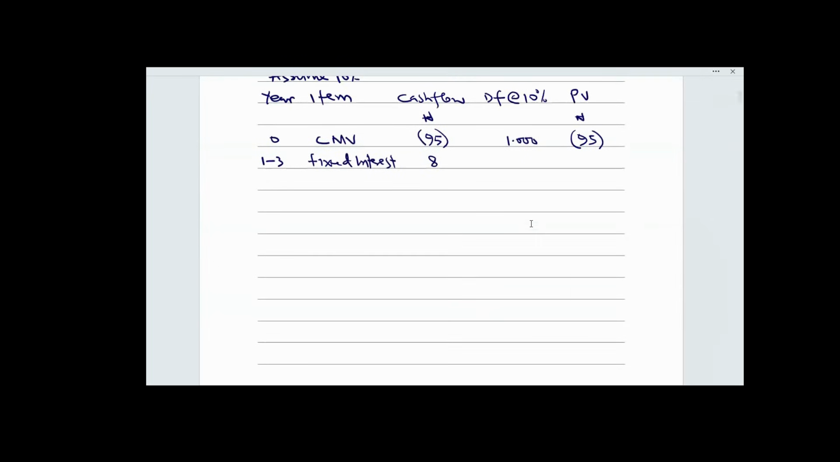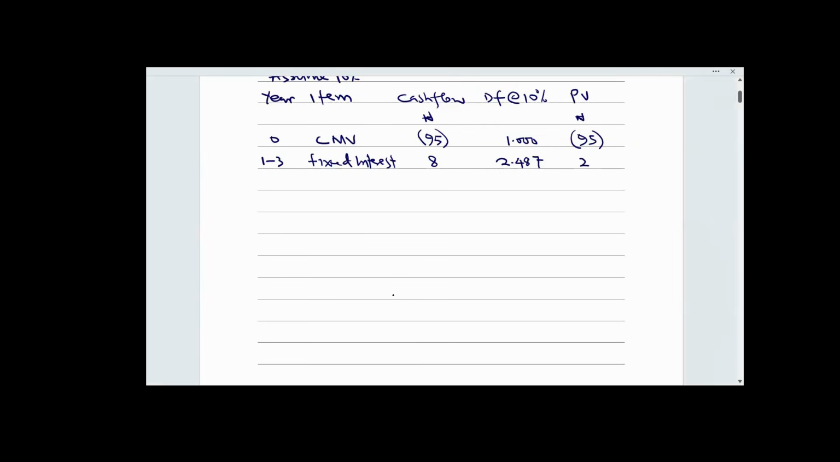So here is 2.487. Let me rewrite the 8. All right, so we need to multiply. I will then bring down my calculator. 8 multiplied by 2.487 equal, that's 19.896. When you round it up, that will give us 20.